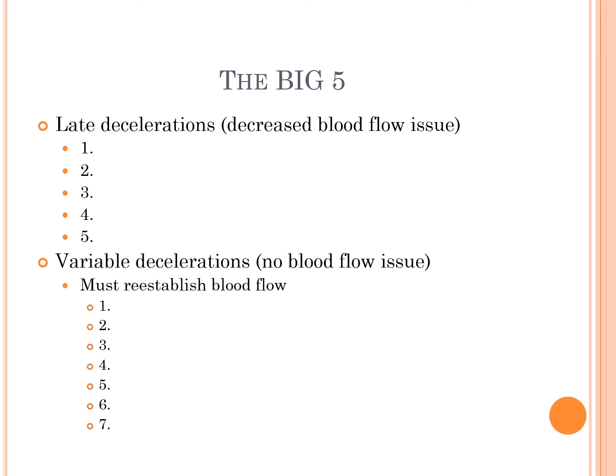With variable decels, you're pretty much doing the same thing, okay? We've got to reestablish some blood flow. The biggest thing with a variable is if it's around the time that mom says, hey, I think my water broke, or the doctor's in there and had just broke the water, and then all of a sudden you see this big variable decel, we need to check and make sure that there's not a cord, okay? So we must establish blood flow. So we need to do a vaginal check for cord prolapse, okay?